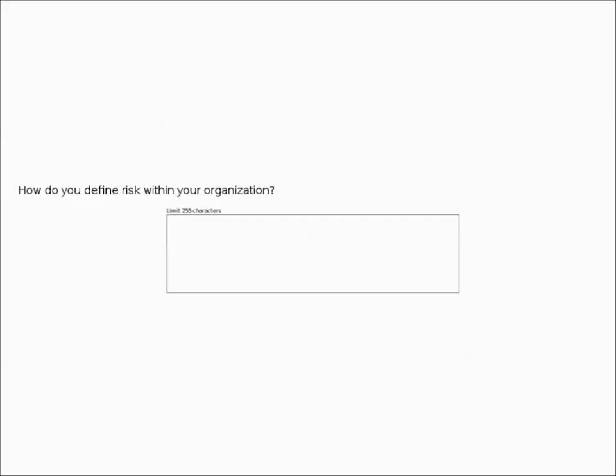Here's the question. How do you define risk in your organization? When you take a step back and you think about how your organization talks about risk and how you define risk, tell us, please, in this free-flowing answer, type in for us what you think, how you experience, how your organization defines risk.